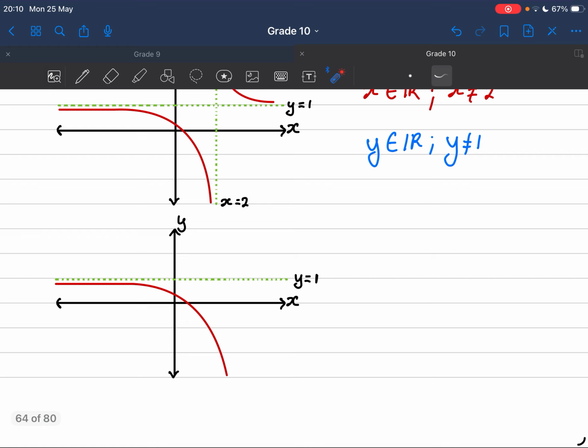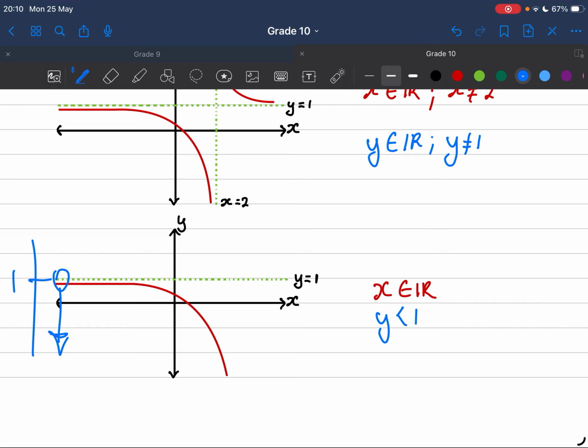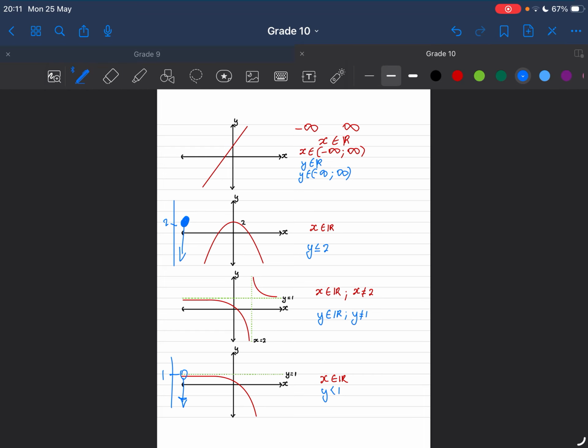What about this? How wide is it? Infinitely wide. So x is an element of real numbers. And how tall? So it doesn't go above 1. It's below 1 and infinitely below 1. So y is less than 1. If you pictured your number line with 1 over here, you draw a circle and draw downwards, but not color it in because that's an asymptote. And that's how you'd represent your domain and range.